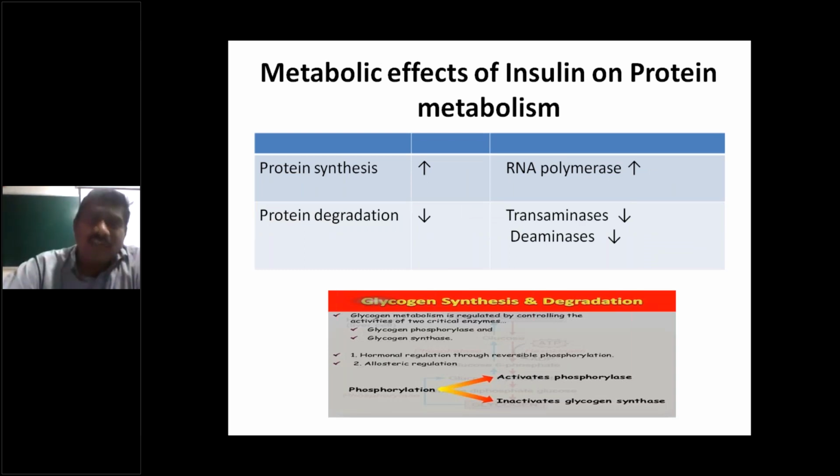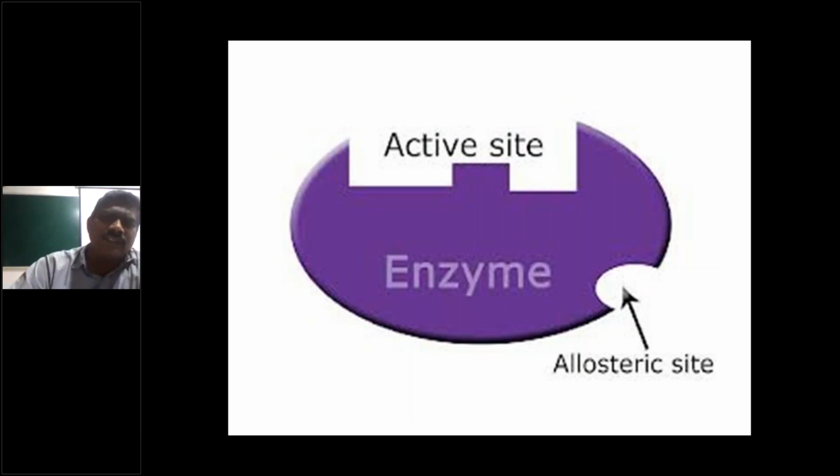Insulin favors protein biosynthesis. How? RNA polymerase, a very key enzyme in the transcription process, has its levels elevated, and there won't be any degradation of protein. So that's why the transaminase and deaminase levels decrease. The activity of these enzymes decreases under insulin.